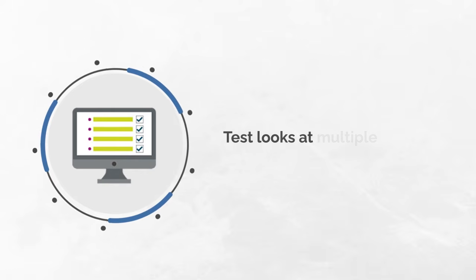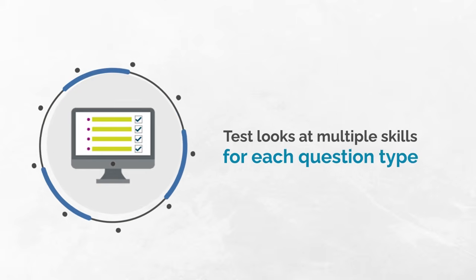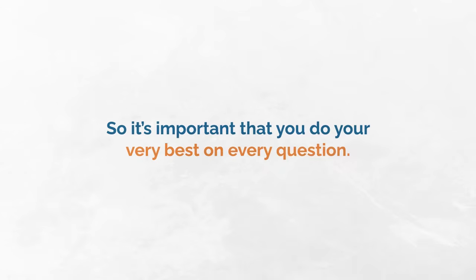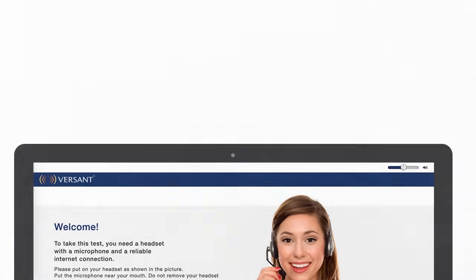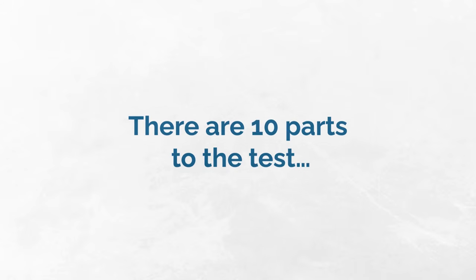The test looks at multiple skills for each question type, so it's important that you do your very best on every question. At the beginning of each part, you will hear instructions and a sample response. When you're ready to start the section, you can click the Next button. There are 10 parts to the test.